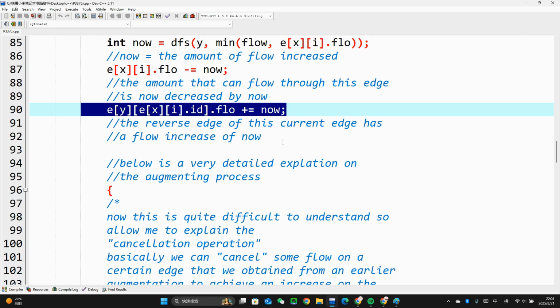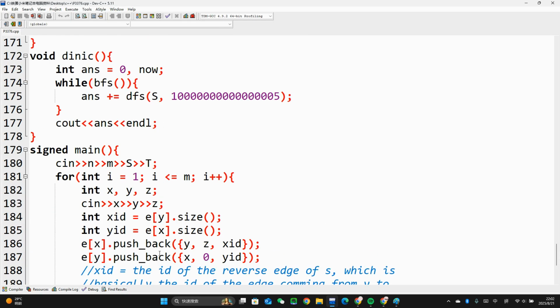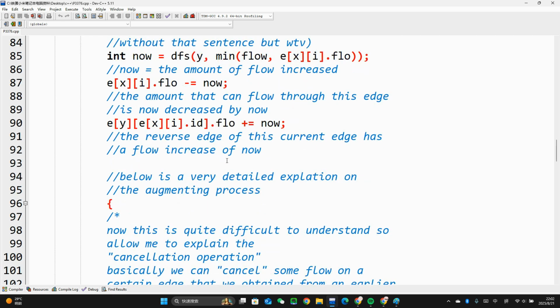So basically, the smart thing about the Dinic algorithm is the part I haven't talked about. This is why we need the XID and YID, remember from earlier. The smart part about Dinic algorithm is the fact that we built a reverse edge for every single edge. The only difference between the real edge and the fake reverse edge that we've built is that the real edge started with a flow and the reverse edge didn't start with a flow.